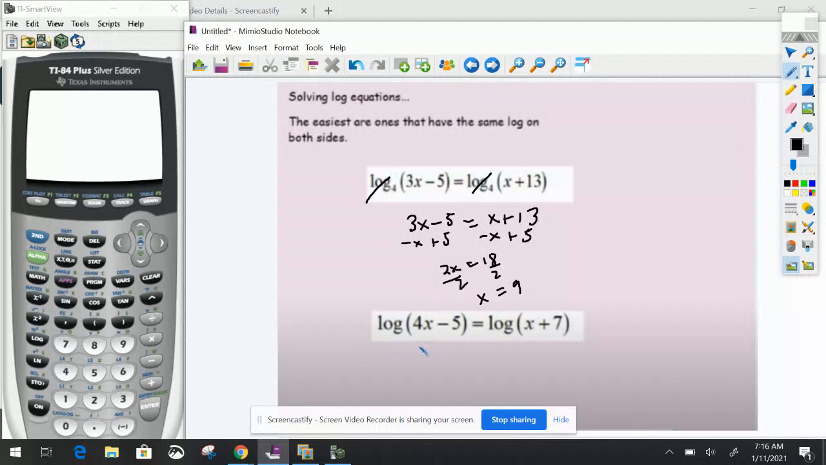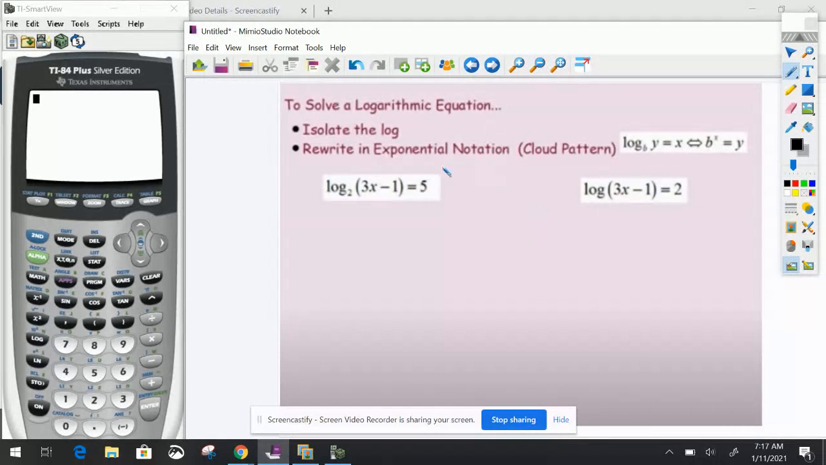These bases are the same. 4x minus 5 is equal to x plus 7. We're going to subtract x. We're going to add the 5, and we're going to get 3x is equal to 12. Divide by 3, and you get x is equal to 4. So these ones, when you have the same base, pretty simple. Now you're going to notice there's not two logarithms here, so we can't do that.